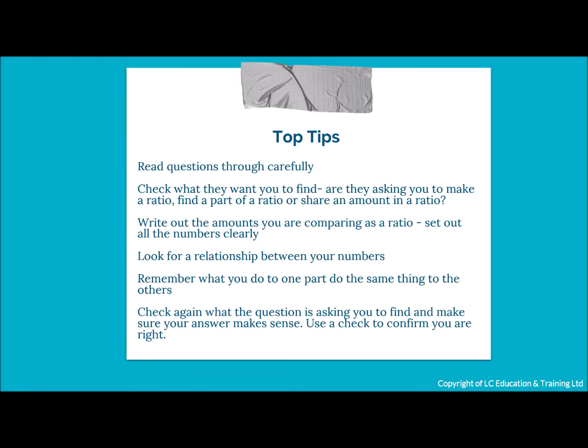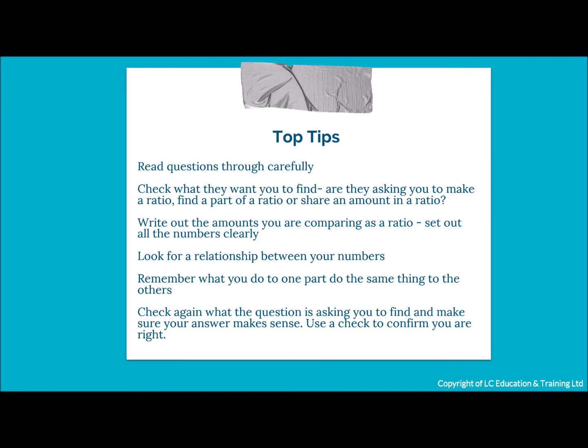So just to recap what we've said, read your questions carefully. Work out what you're asked to find. Are you finding a part of a ratio? Are you creating a ratio? Or are you sharing an amount into a ratio? I suggest writing everything out clearly with headings. That is up to you, but it's just my suggestion.